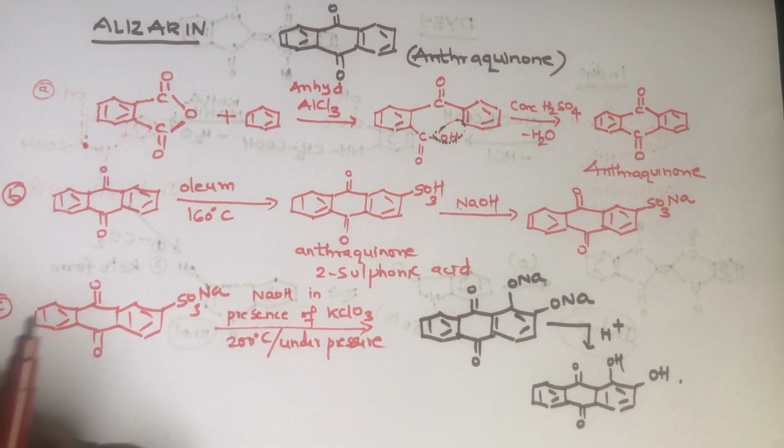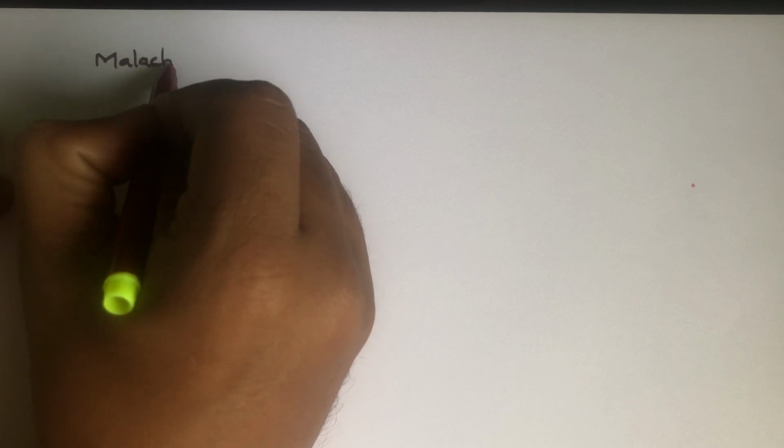Okay, now let us discuss the preparation of another important and very simple dye, that is a triphenyl methane dye, or you can call it malachite green. This is another important dye. The preparation of this dye involves simple steps. It is a derivative of triphenyl methane.